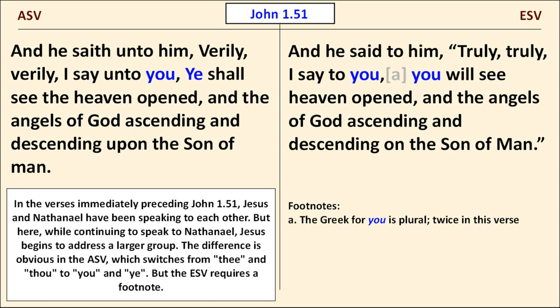In the verses immediately preceding John 1:51, Jesus and Nathanael have been speaking to each other, but here, while continuing to address Nathanael, Jesus begins to speak to a larger group. The difference is obvious in the American Standard Version, which switches from thee and thou to you and ye, but the English Standard Version requires a footnote to signal the reader there's been a switch.